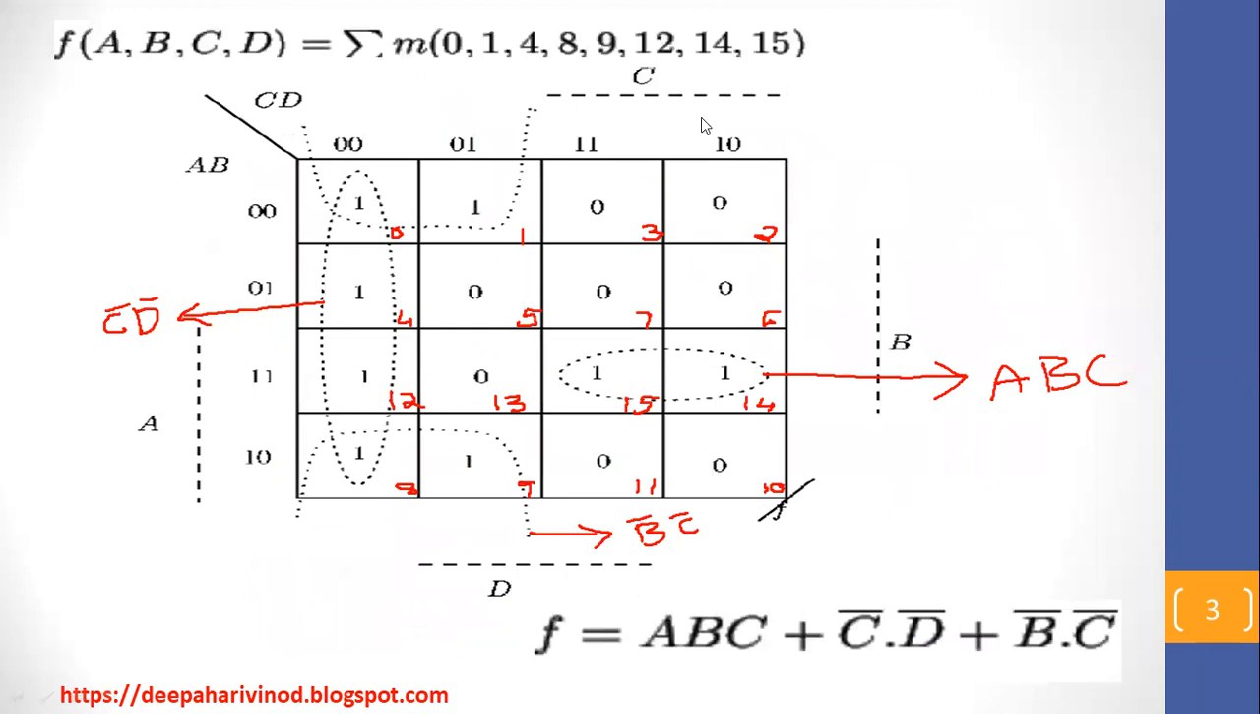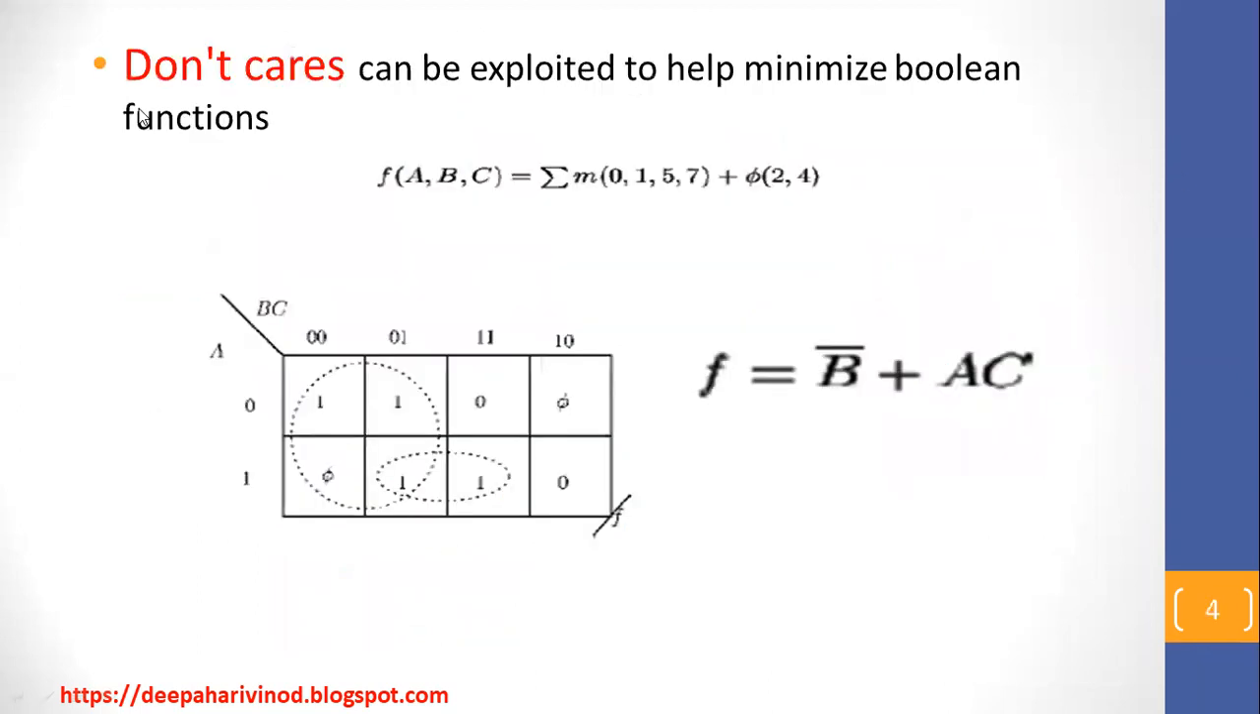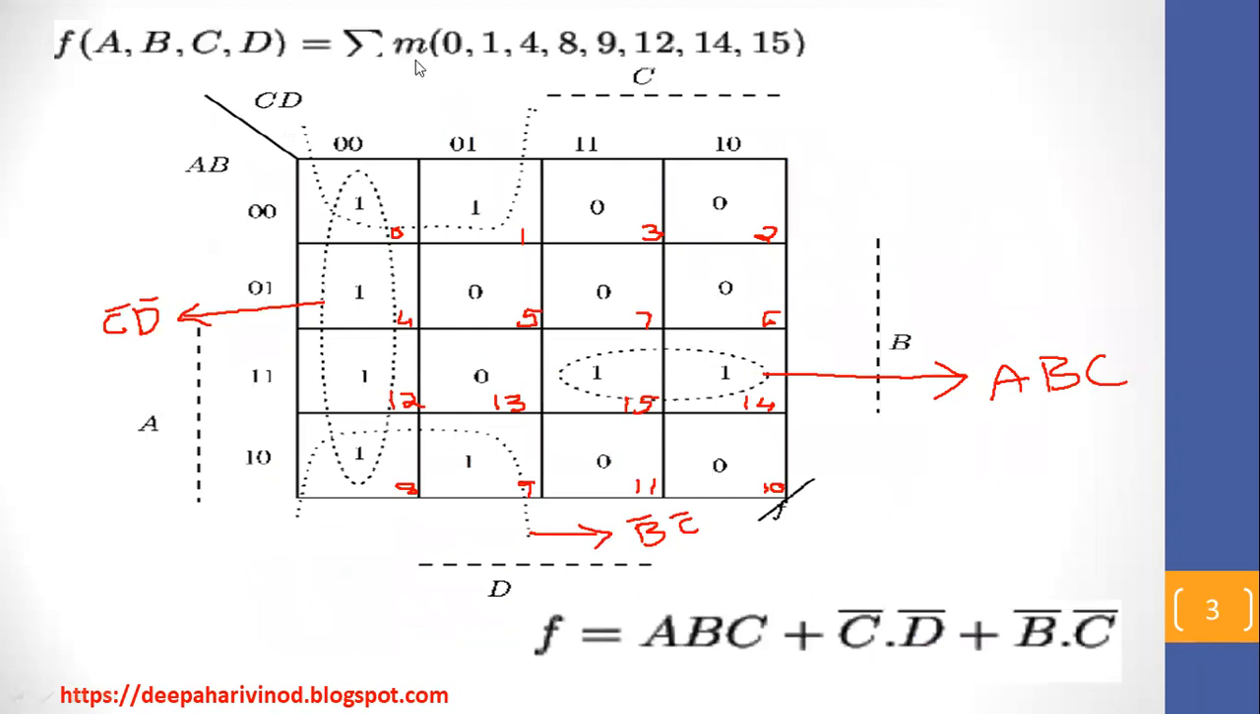So here is another example. The function f of a b c d equals summation m 0, 1, 4, 8, 9, 12, 14, 15 is given. So map that into the K-map. Draw the K-map. It has 4 literals, that means a 4 variable K-map is needed. So draw that and map these minterms into the K-map.